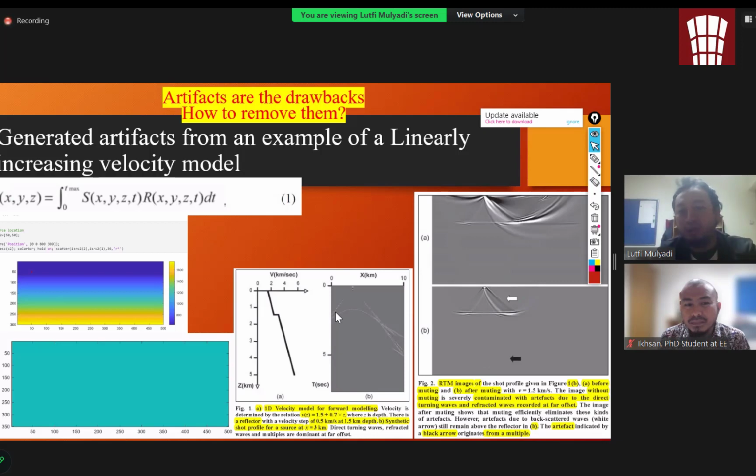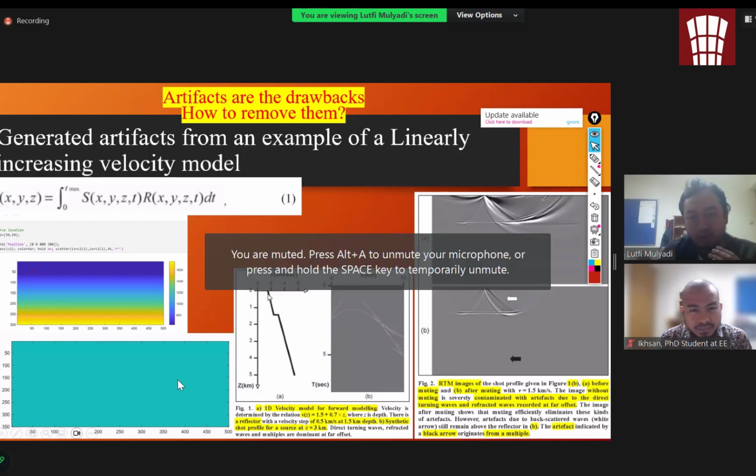What do we mean by artifacts? See, this is an artifact, and this is an artifact. I can explain more about why these are artifacts, because we are going to start from the velocity model. We have here a velocity model that increases linearly. Can you see the arrow?